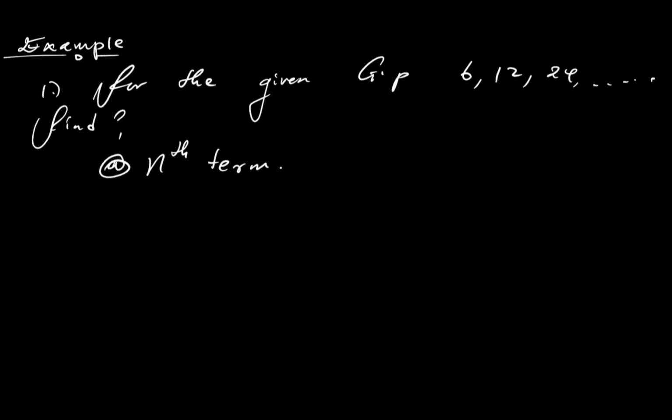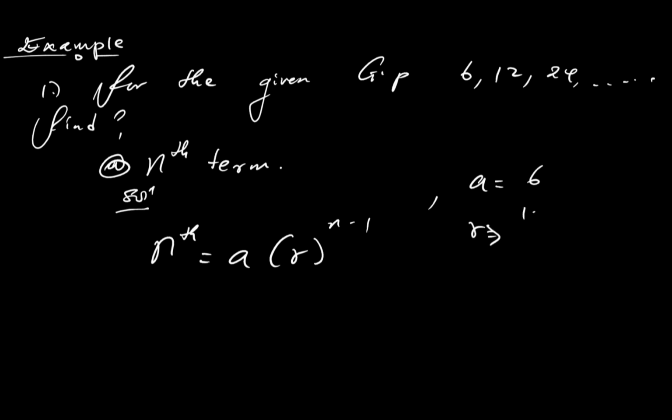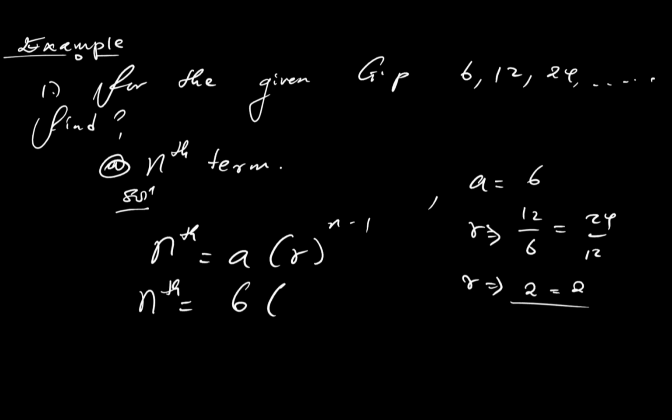To find the nth term, in this particular case we just use the nth formula, where we say nth term is equal to a(r^(n-1)). Now, since it is the general term, the value of n remains n, but the value of a is the first term, 6, and the value of r should be what we get when we divide 12 by 6 or 24 by 12, which gives us 2 there and 2 there. So the ratio of these terms is common, giving us the common ratio. Therefore, we have our nth term equivalent to 6(2^(n-1)).